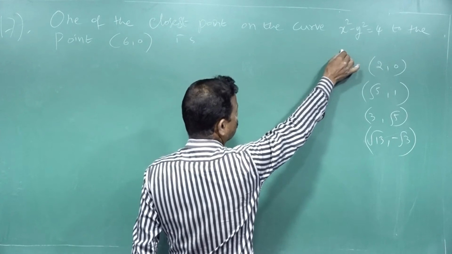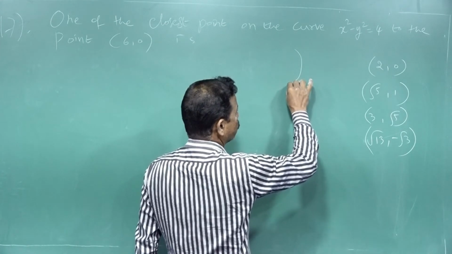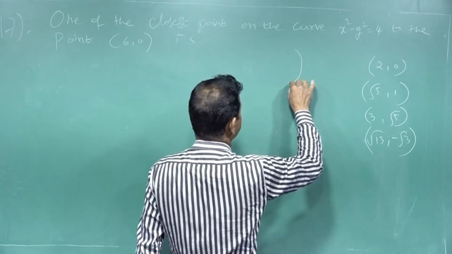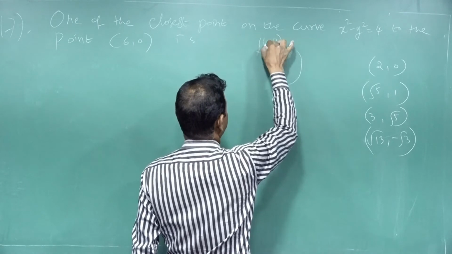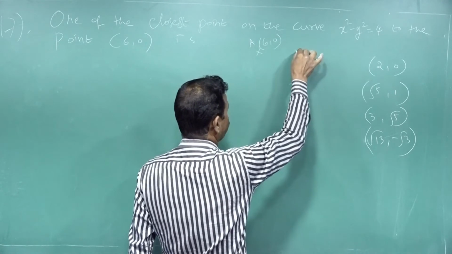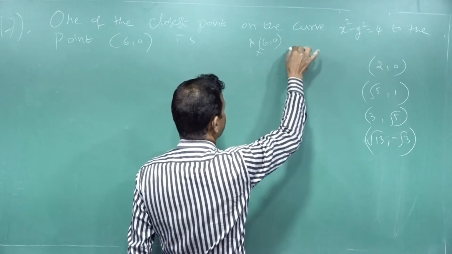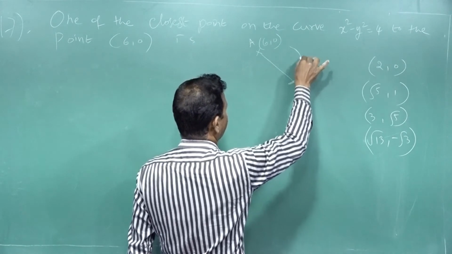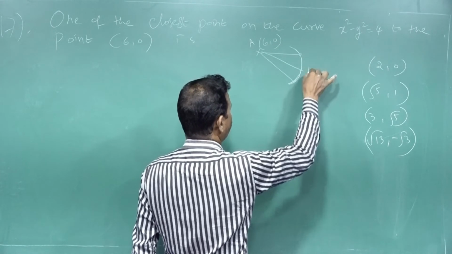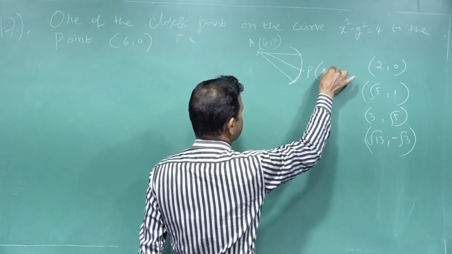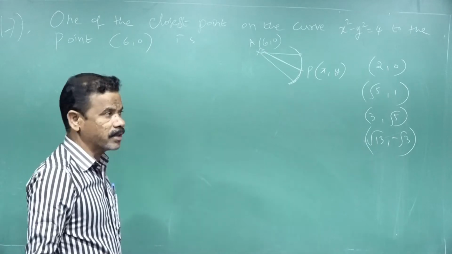Suppose this is the curve like this. Suppose here is (6, 0). This is the point A. Which point on the curve is the nearest? There are a number of points here like this. Anyhow, choose any point P here. That point, let us say, is (x, y). The nearest point is P.